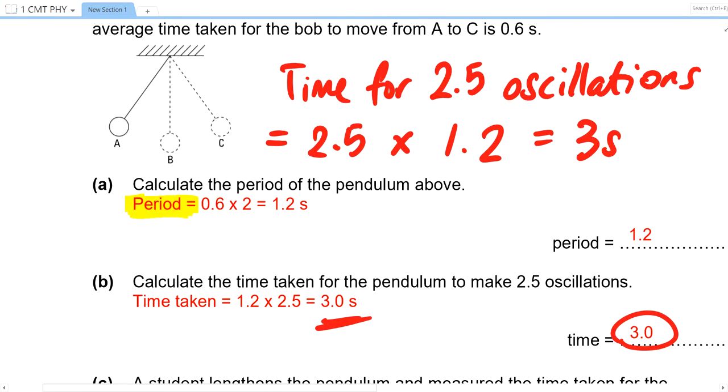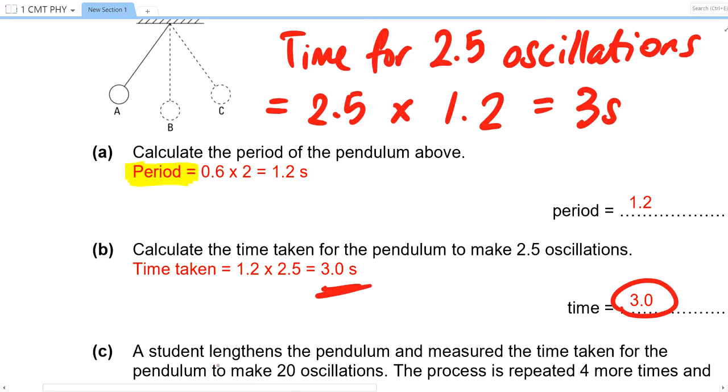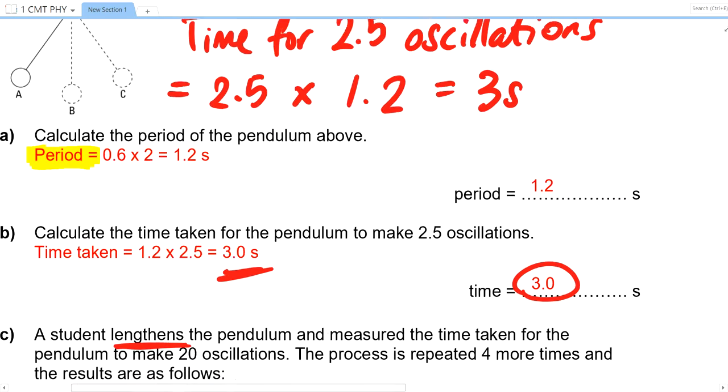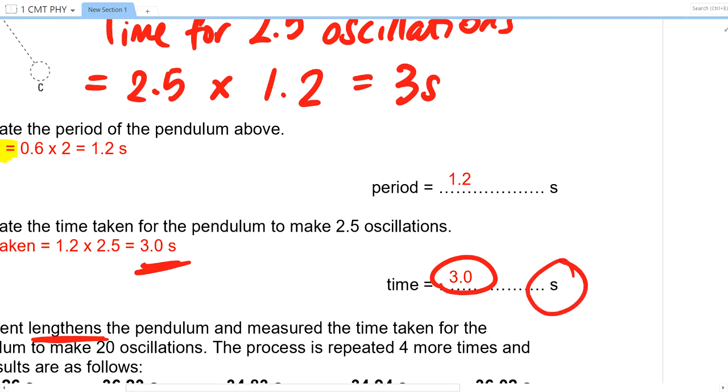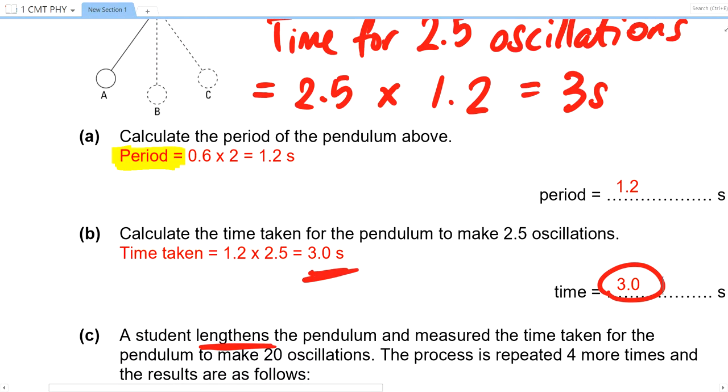Okay? Next. A student lengthens the pendulum. So he made it longer or shorter? Oh, there's already a seconds provided, so you don't have to write it. When you say lengthen, we make it longer, right? Then he measured the time taken for 20 oscillations. Then this person, too much free time. He repeated the experiment 4 times. Very free, right, this guy?